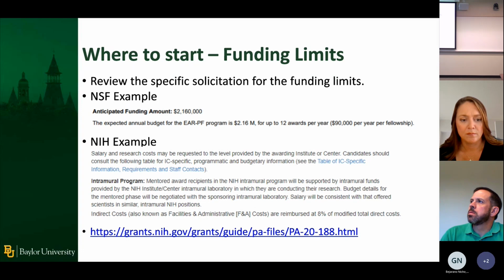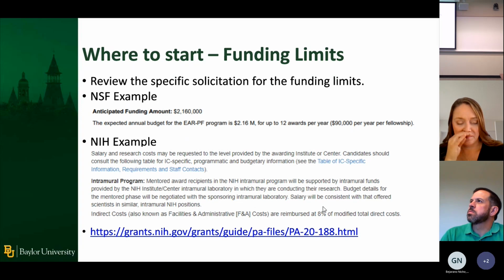Sometimes it's very clear, like in this NSF example, we can see that this fellowship is for $90,000 per year per fellowship. In this NIH example, the answer is not so clear. It depends on which program within this whole solicitation you're applying for. And then also in this solicitation, we can see that rather than allowing the full F&A that we normally get, and we'll talk about all of that in a little bit, they're only allowing 8%.